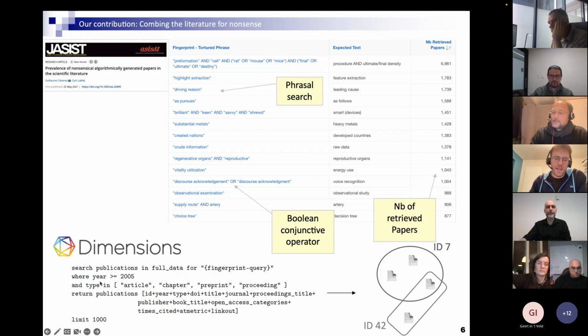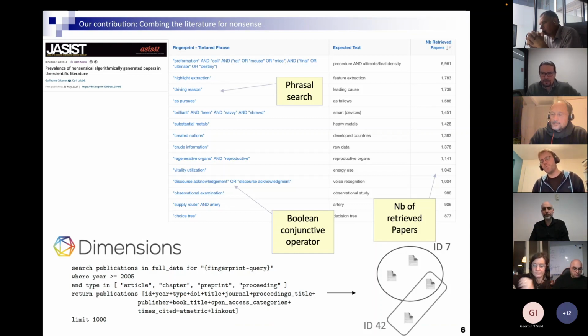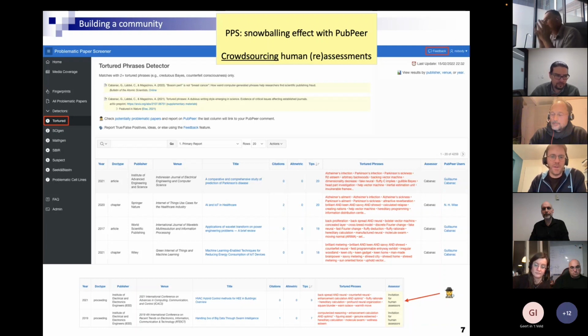That's what we did by designing very simple queries like that, where we query Dimensions for each and every fingerprint that we humans listed. And basically, it runs every night. The Problematic Paper Screener screens the 120 million papers using Dimensions. And when we have a paper that is matched by multiple fingerprints, that's a candidate for reassessment. So the more fingerprints a paper contains, the more interesting it is to be reassessed and maybe corrected or even retracted. That's what we want to do eventually.